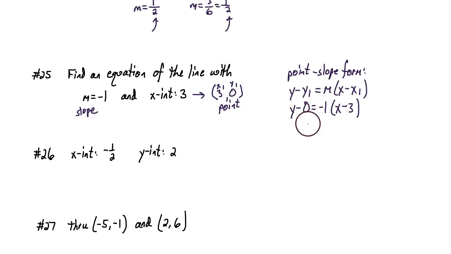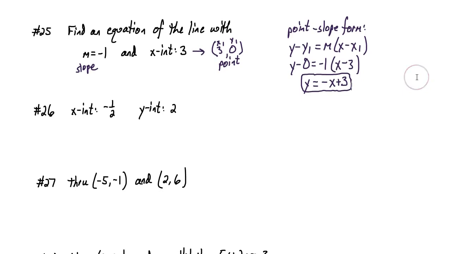For example, y minus 0 is really just y. -1 times x is really -x, and -1 times -3 is really +3. This equation is in slope-intercept form. It's a little nicer to look at than this one here.